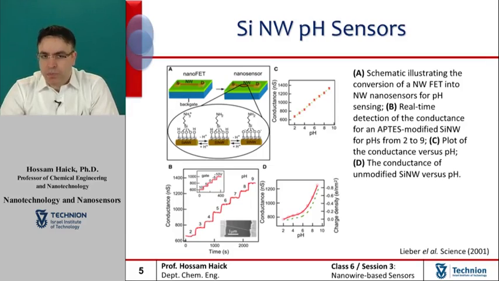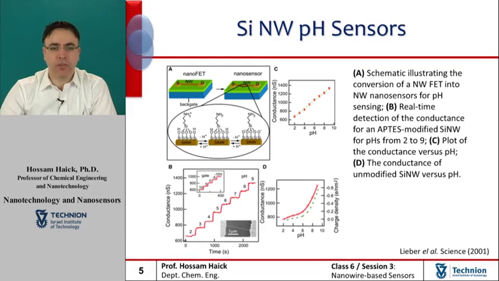Actually, the observed linear response can be attributed to an approximately linear change in the total surface charge density. And in this case, to support this point, pH-dependent measurements on unmodified silicon nanowires were performed. This could be seen in figure D on the screen.